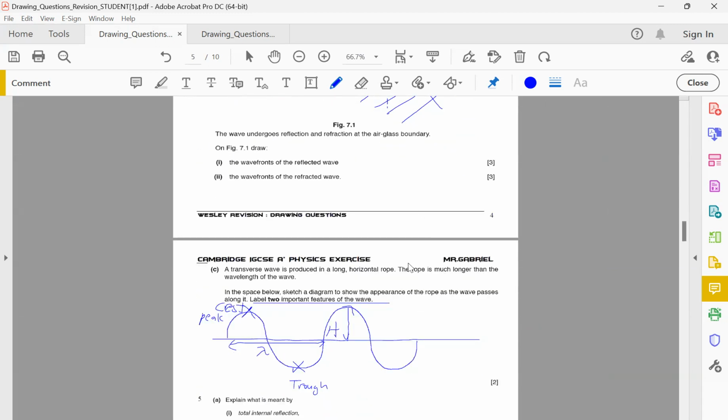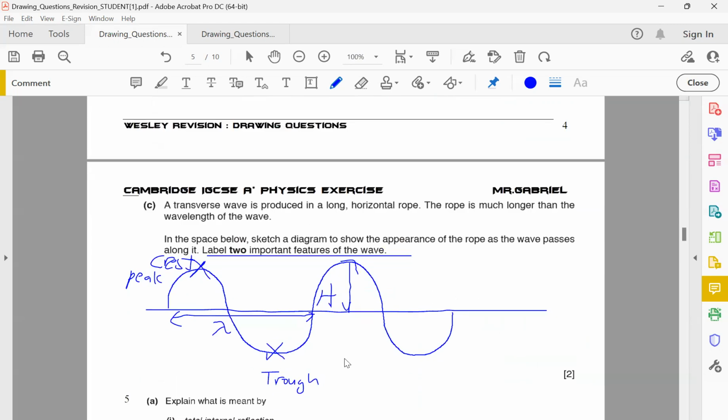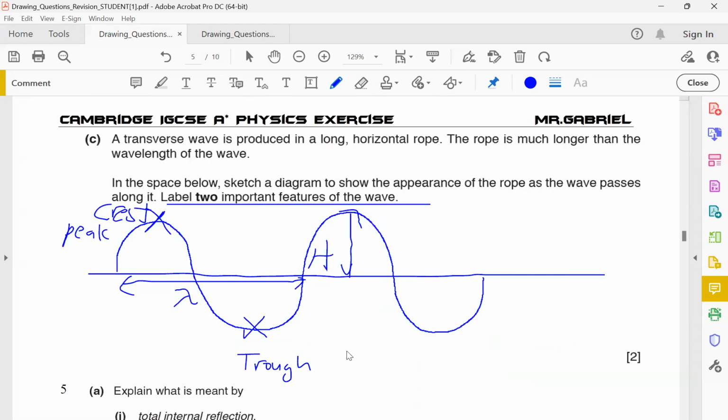Okay, ladies and gentlemen. For those who have no questions, you can start attempting question number 5 already. Once again, you only have 5 minutes.